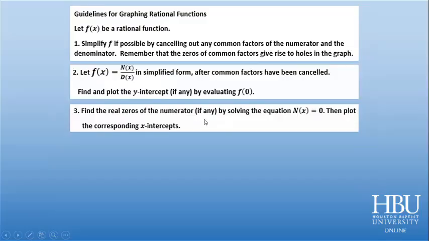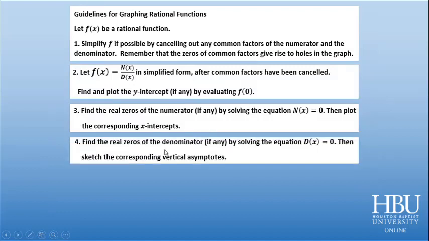Find the real zeros of the numerator, if there are any, by solving the equation where you set the numerator equal to 0, and then plot those corresponding x-intercepts. Now find the real zeros of the denominator by setting the denominator equal to 0. Those will be the locations of vertical asymptotes.